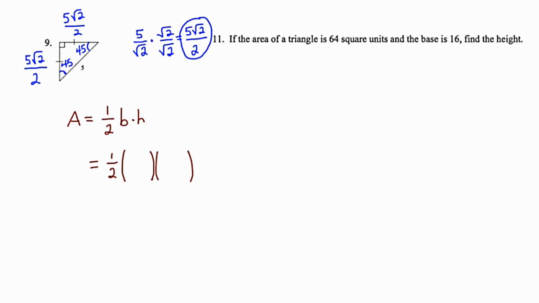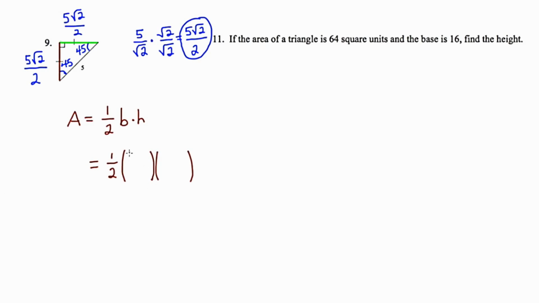I'm going to call the base this side right here, which I'm going to shade brown. I'm going to call that the base. So now my question becomes, is there another segment that's perpendicular to it? Because that segment would be the height. And there is. And I'm going to make that green. I'm going to make this guy right here green, and that's going to be the height. So the base is 5 root 2 over 2, and the height is also 5 root 2 over 2.